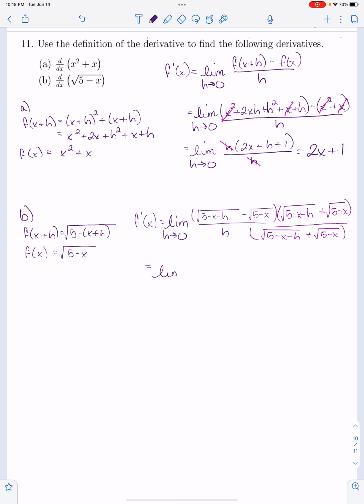I get the limit as h goes to 0 of 5 minus x minus h minus 5 minus x, all over h times this big lovely thing we multiplied by. Again, the 5's cancel. The minus x cancels.